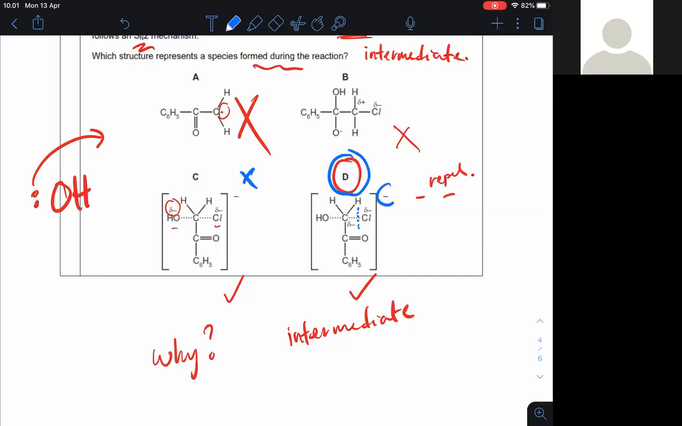And why is it negative? Take note, because an extra electron is given in by the OH. So the entire molecule is negative until the Cl goes out. When the Cl goes out, you are going to get Cl minus, and then this one is going to be neutral, like normal. So this is the reason why the answer is going to be D. Is that okay, guys?